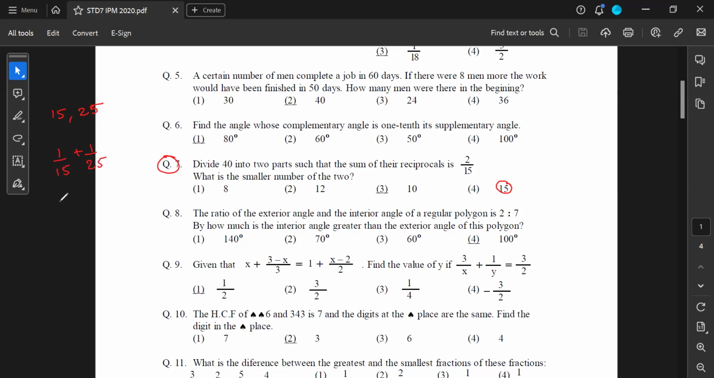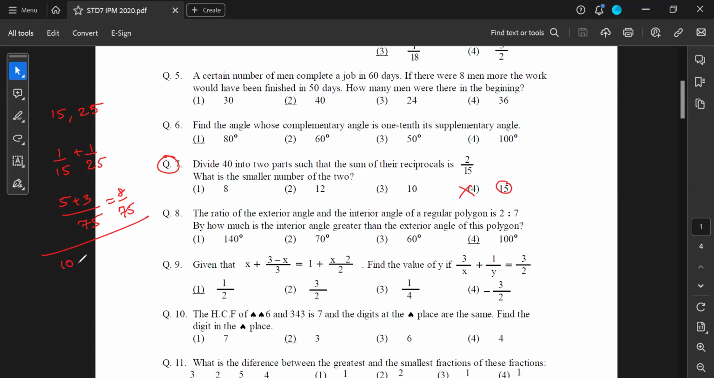So I think 75. This is 5 plus 3 upon 75, you will get 8 by 75, which is nowhere near 2 by 15, which means 15 is not my correct answer. Then I'll try the next multiple of 5, which is 10. Let me try with 10.